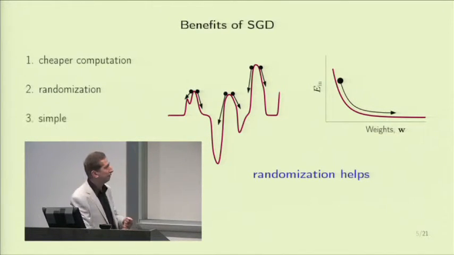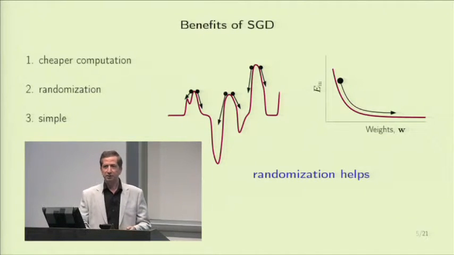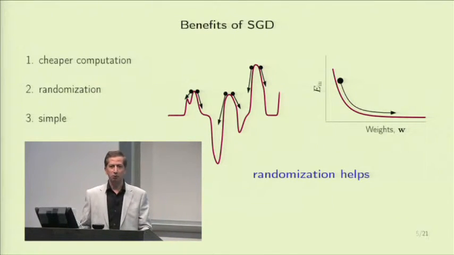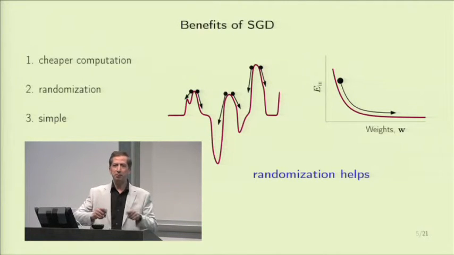Now, the third advantage, so randomization helps. The third advantage you have is that it's very simple. It is the simplest possible optimization you can think of. Okay? You take one example, you do something, and you are ready to go.